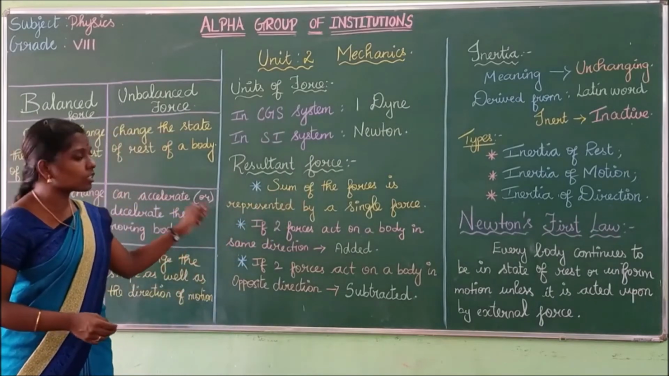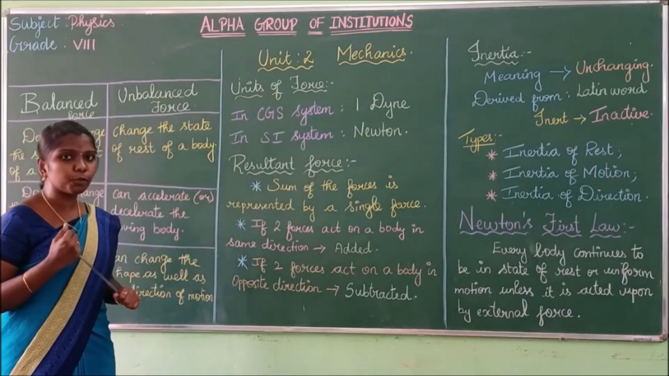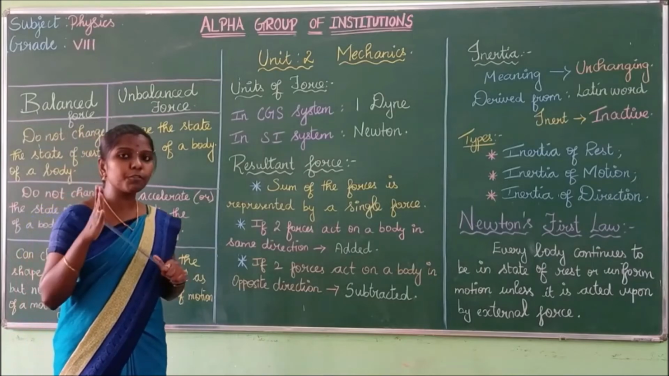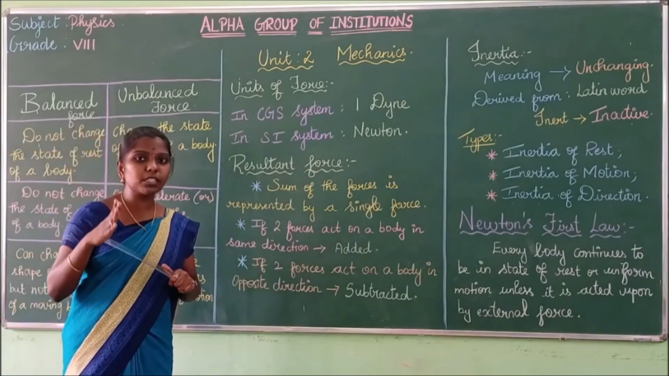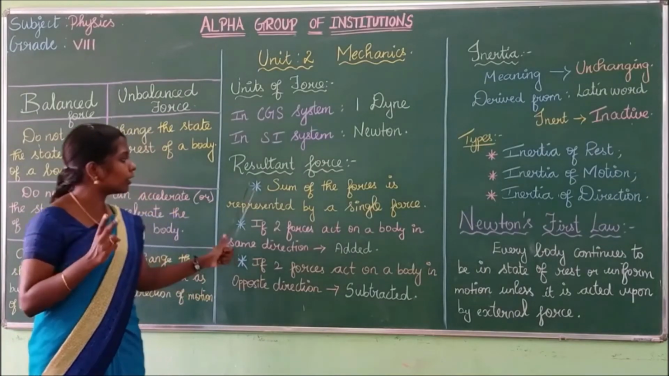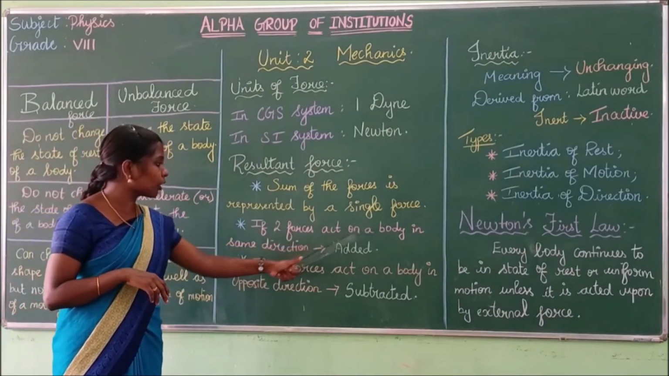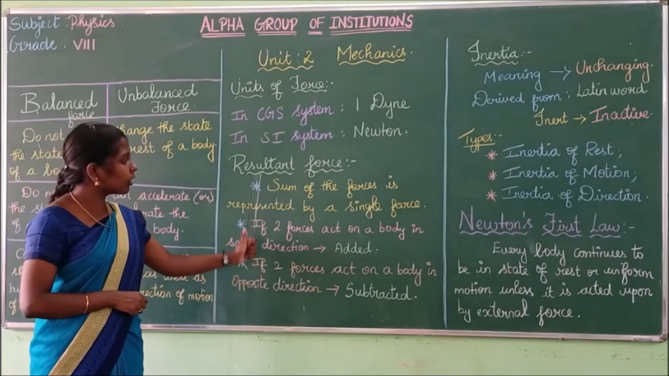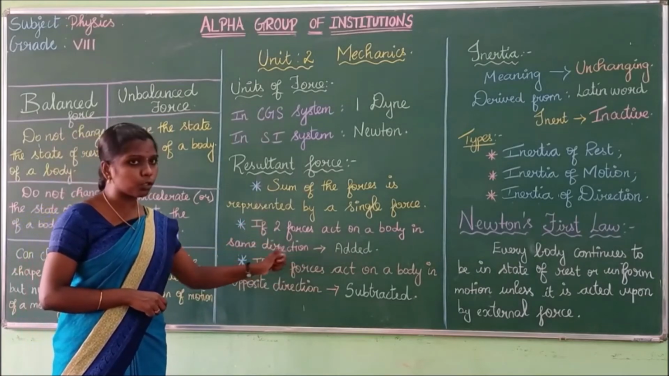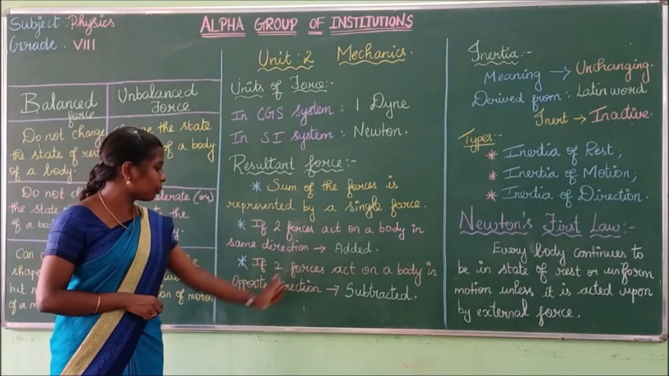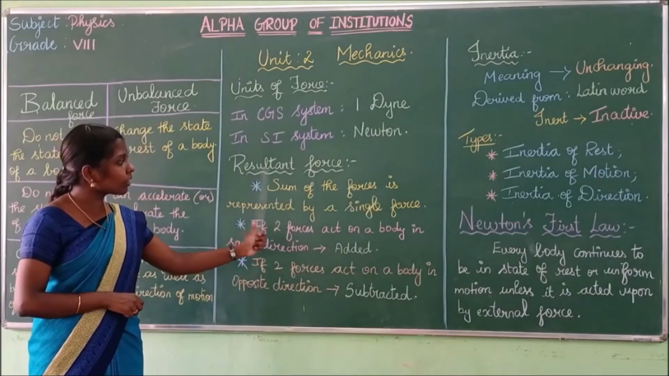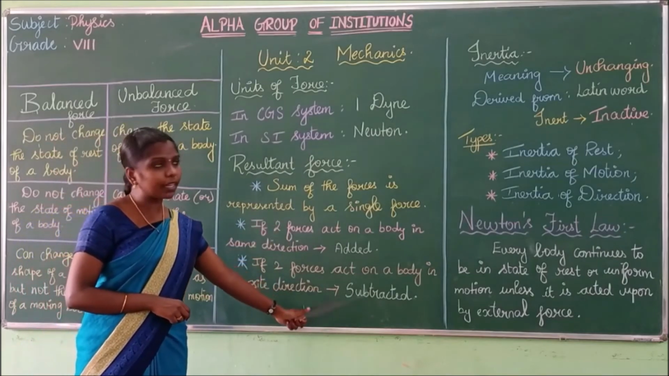Next, we have seen what is resultant force. Resultant force is nothing but the sum of multiple forces represented by a single force called resultant force. If two forces act on a body in the same direction, then we add them to get the resultant force. If two forces act on a body in opposite directions, then the resultant force is subtracted.